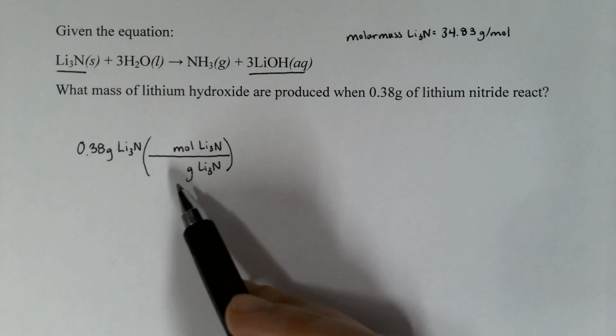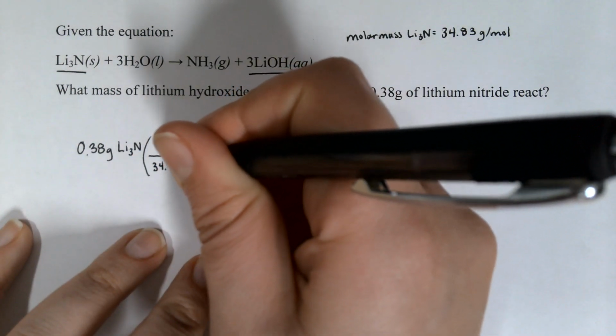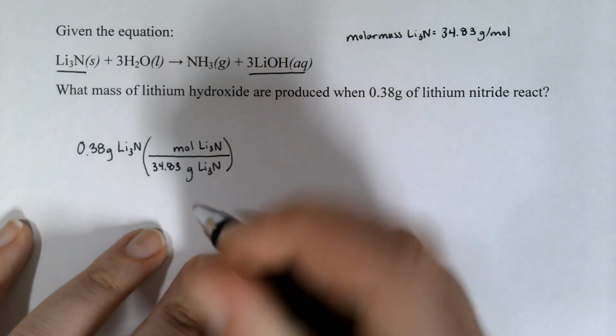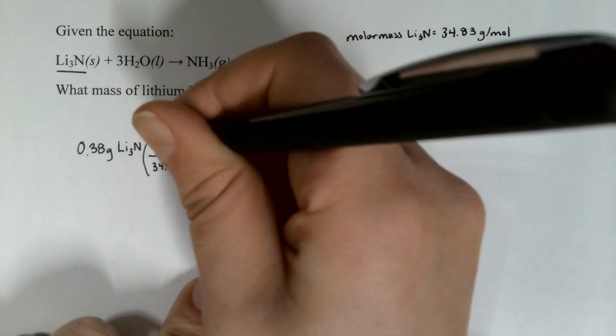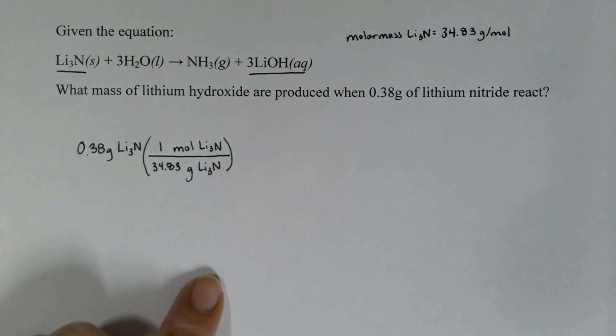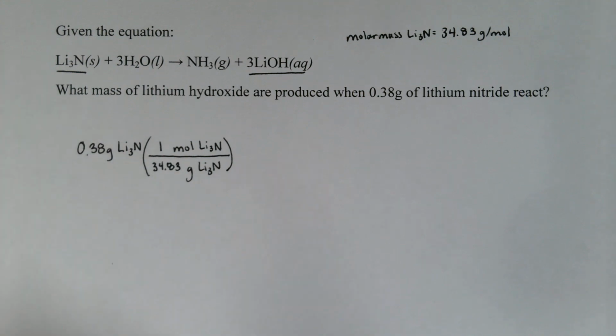Now I'm going to use that in this conversion. 34.83 grams is going to go with the grams. That's going to go in the denominator this time. Not always, but this time. Per every 1 mole. So to convert from grams to moles, we divide by the molar mass.